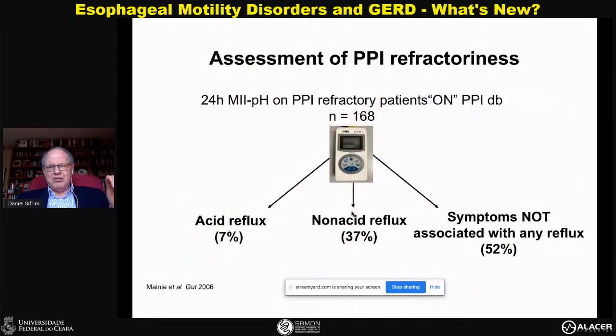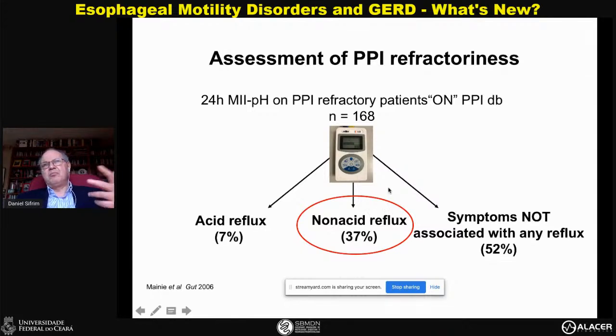The second issue concerning detection of reflux episodes is the possibility of detecting non-acid reflux. Impedance detects non-acid reflux, and in patients that are refractory to PPI treatment, this can be a cause of refractoriness. Patients are symptomatic in spite of a high dose of PPIs, and they are symptomatic to non-acid reflux events. Sometimes their symptoms are not related to any reflux.